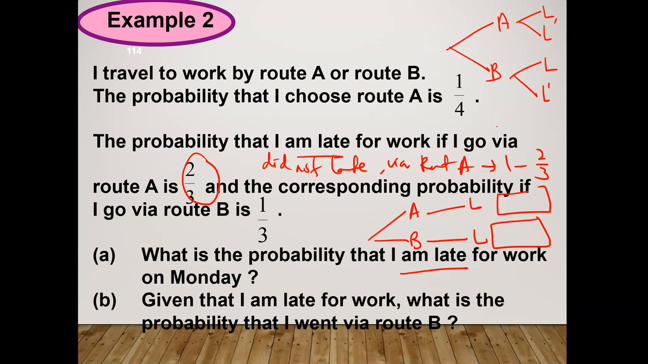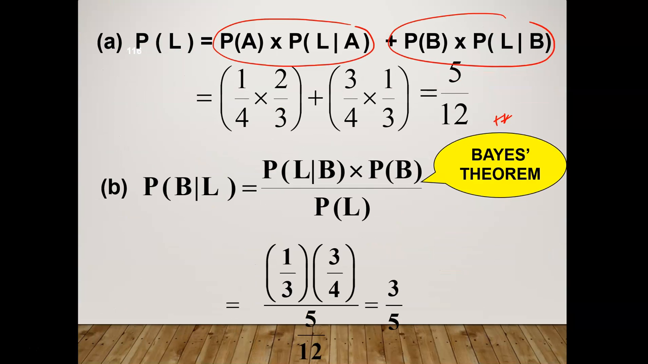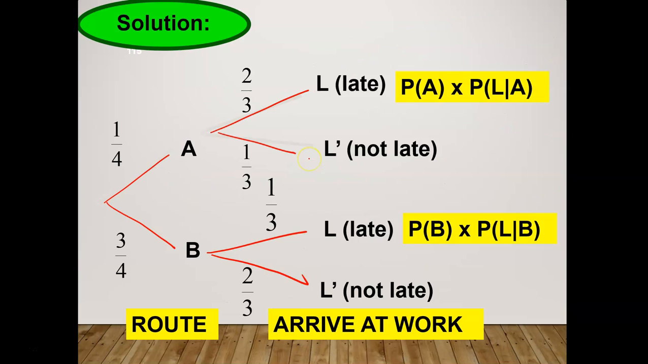And how about the last one? Given that I am late for work, what is the probability that I went via route B? So this is to find probability of route B and you are late. Okay, route B and you are late. But from your tree diagram, you have P of L given A.